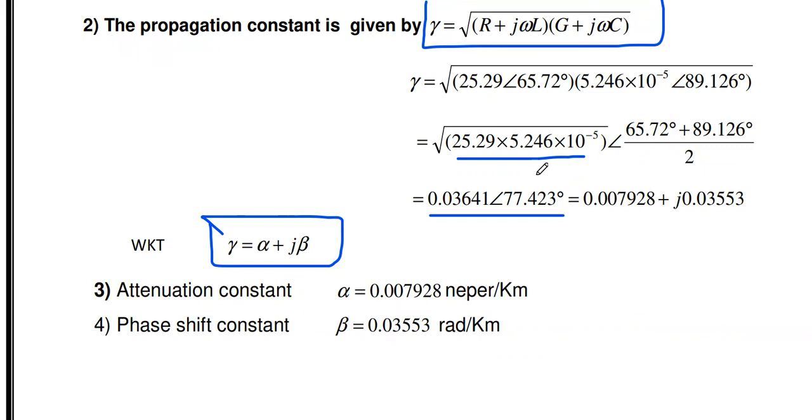Okay, so that's why you convert this polar coordinate into rectangular form. So you get the answer 0.007928 plus j 0.03553. In that, the real part is said to be alpha, the attenuation constant, and the imaginary part is said to be beta, the phase shift constant. Okay, so we calculated two more parameters.